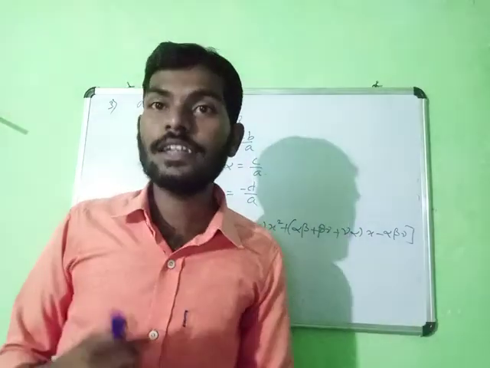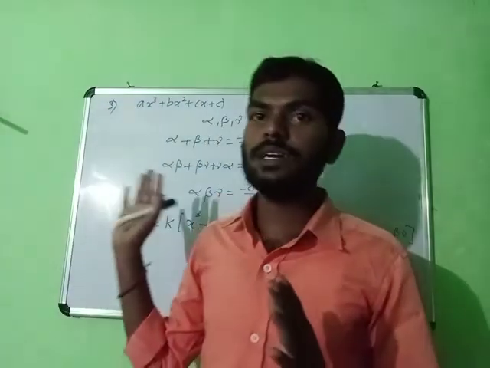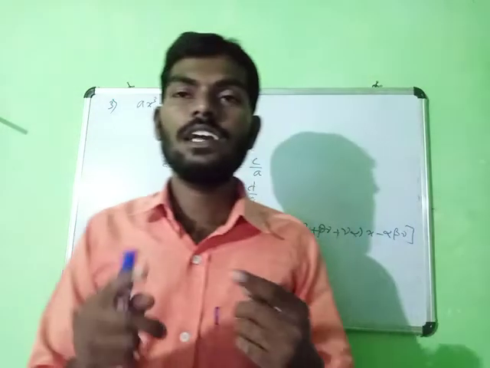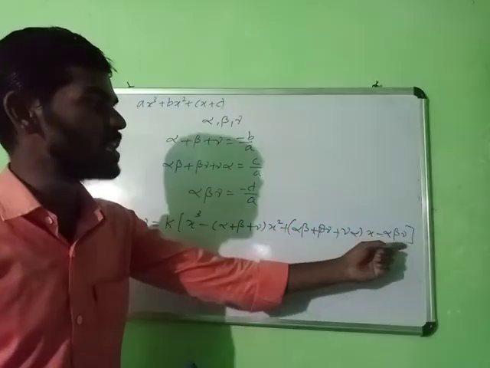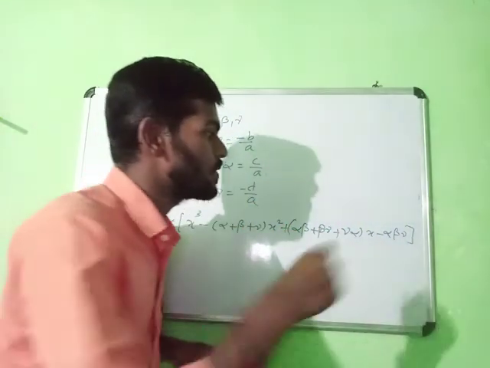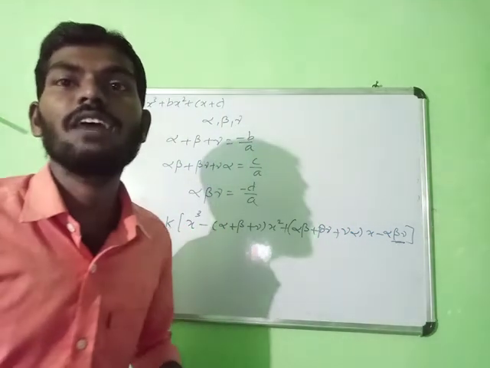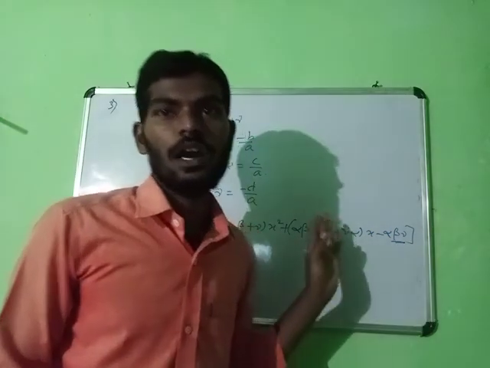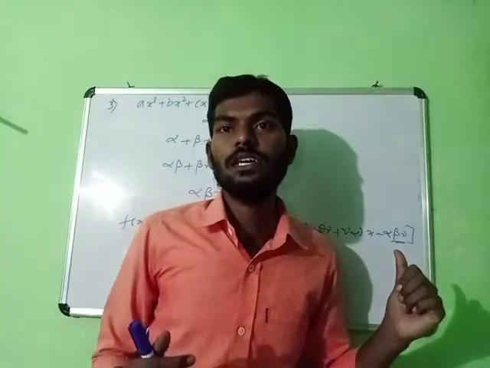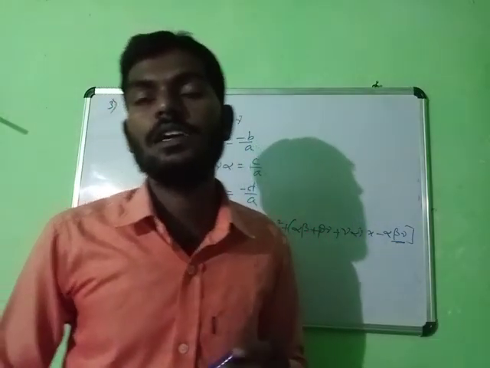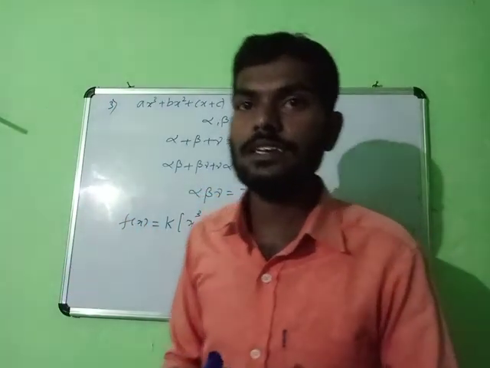If the zeros are only general numbers, not fractions, take k as 1. If there are fractions, look at the last term d and the denominator in it, and multiply with that number; that is, take that number as the k value and proceed, and the answer will come. These are the topics in polynomials. Okay, thank you all.